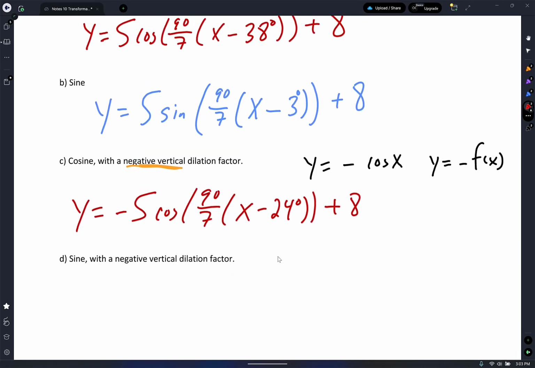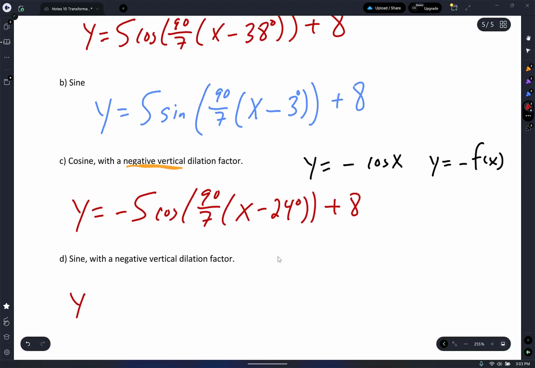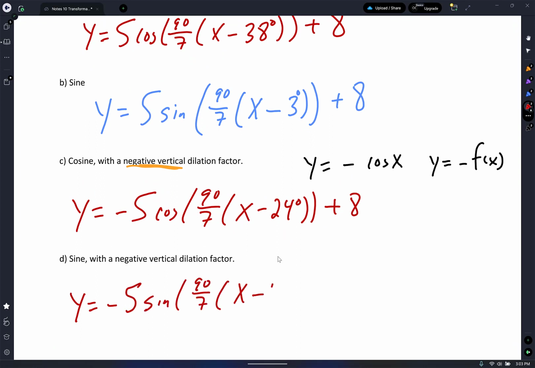All right, here we go. The sine value, it's the same thing, guys. The burnt orange line. Give me a point of inflection on the way up for the burnt orange line. 17. So that's what we're going to use. Put a negative in the front. y equals negative 5 sine, open parenthesis, 90 over 7, parenthesis, x minus 17 degrees, close, plus 8. Chavez, what are you doing? It says here that they want a negative in front. Both of these better give me the same curve.